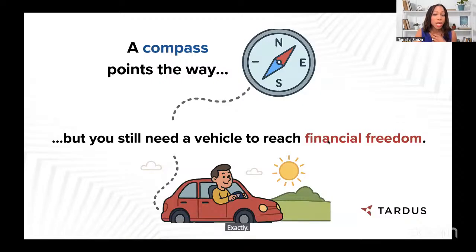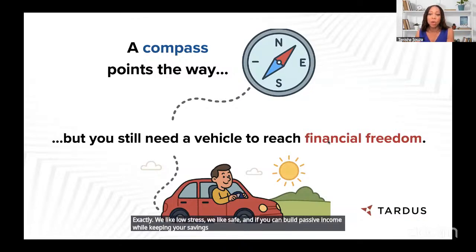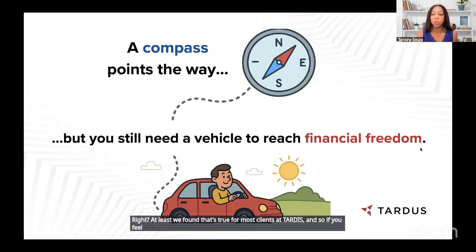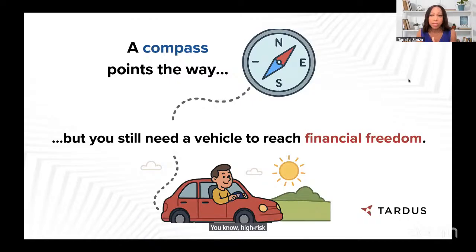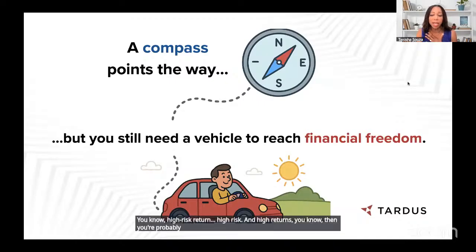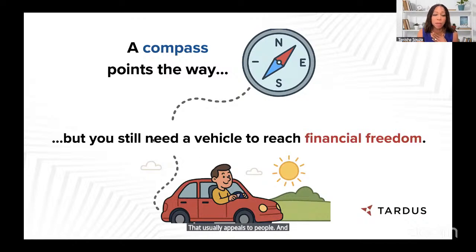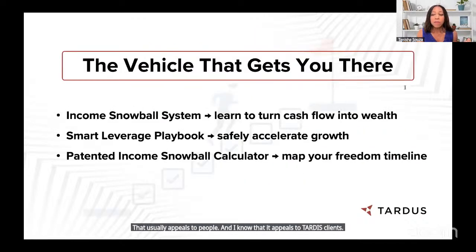Exactly. We like low stress. We like safe. And if you could build passive income while keeping your savings safe, would that at least probably make you feel less anxious, right? At least we found that's true for most clients at Tardis. And so if you feel tension between high risk and high returns, then you're probably like most of us. And if you didn't have to choose, if you could have both better than average returns and lower risk investments, that usually appeals to people. And I know that it appeals to Tardis clients. So there is a vehicle that gets you there.